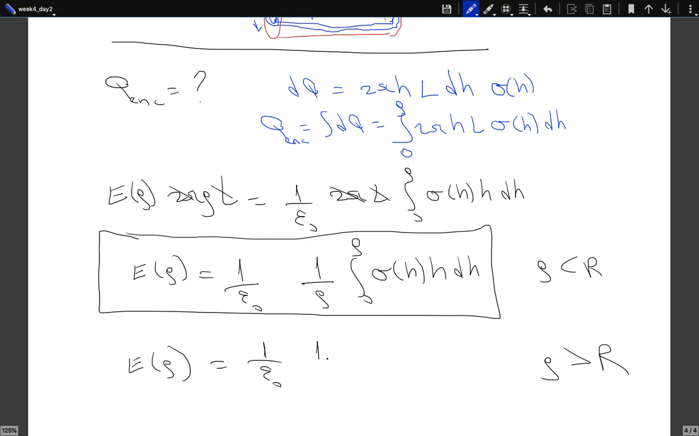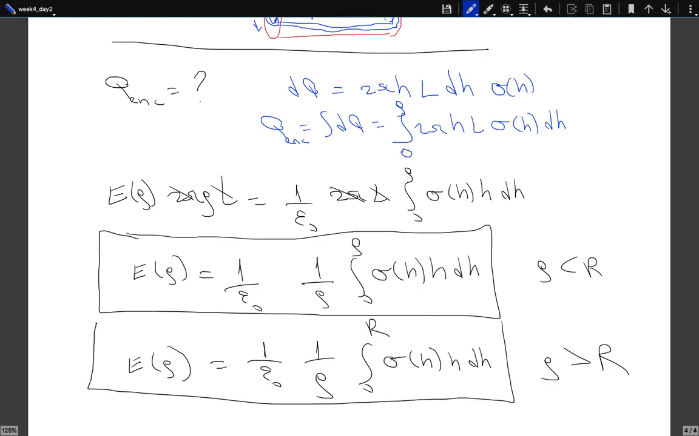1 over epsilon 0, 1 over rho, integral from 0 to the radius of the wire, sigma of h times dh. This is the magnitude of the electric field at a point outside the wire at a distance rho from the central axis of the wire. And the direction will always be away from the wire.